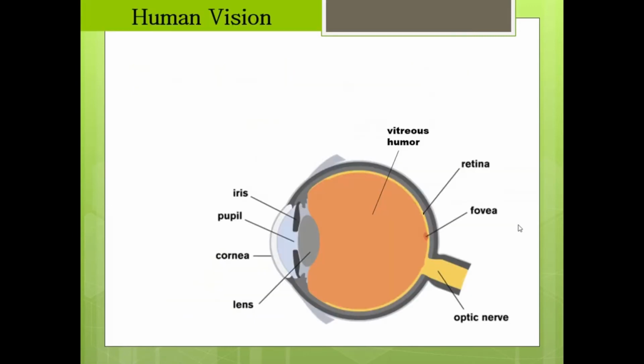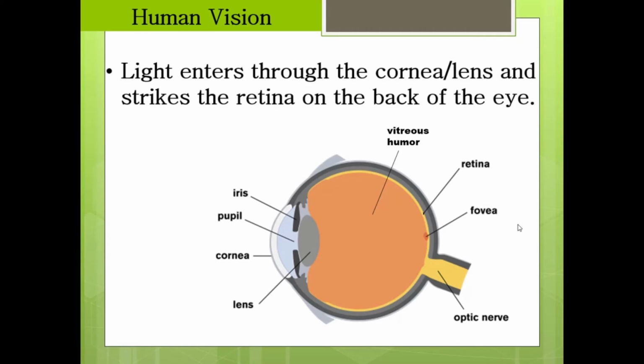We'll look a little bit at how we see things. So here's a basic diagram of your eye, and the light will come in from the left here, goes in through the cornea, which does most of the focusing.